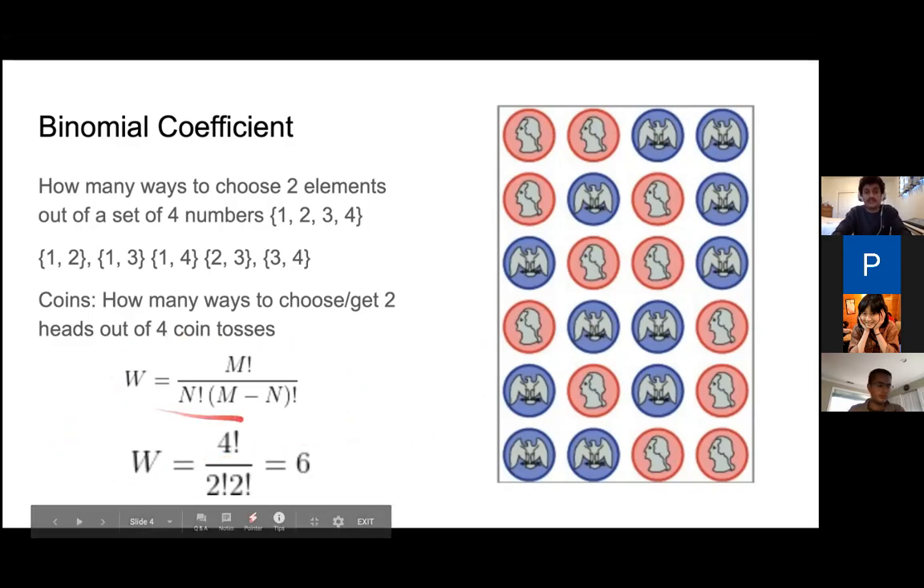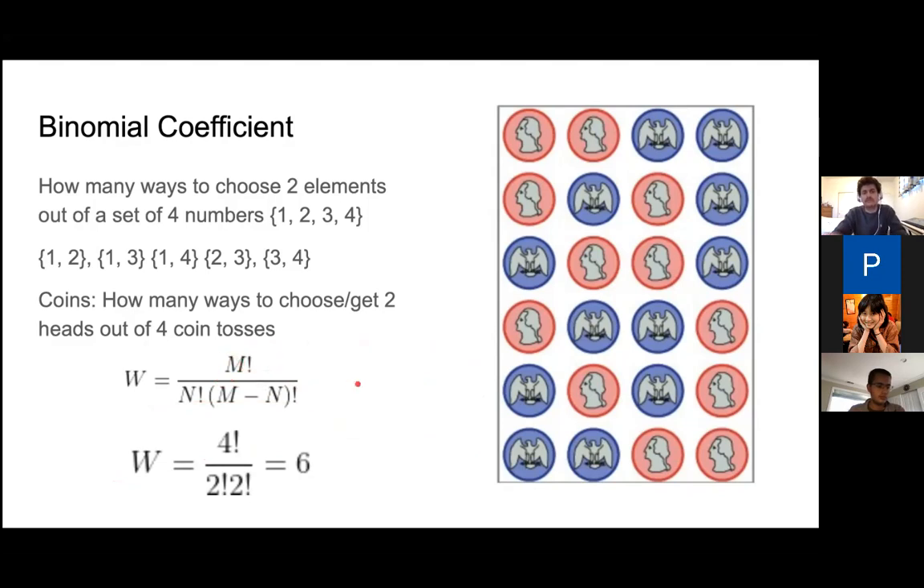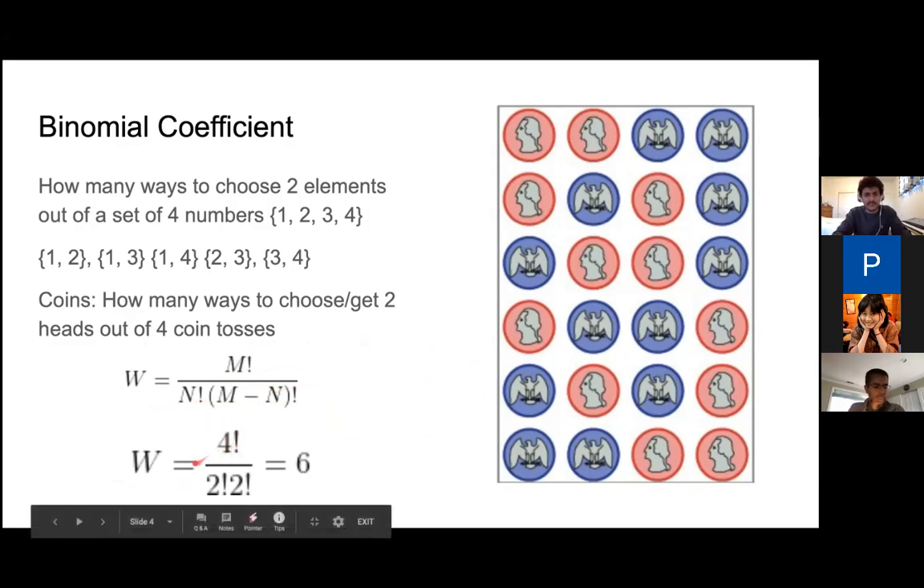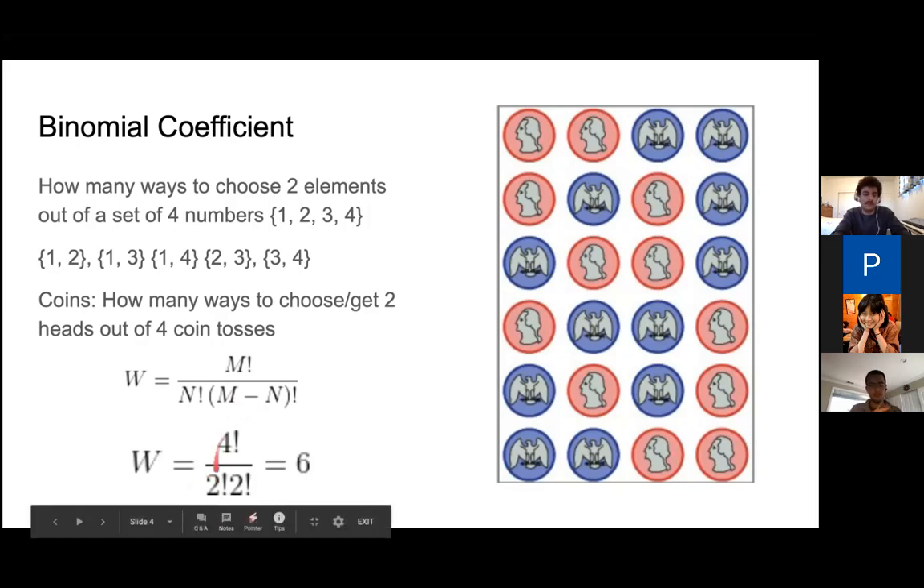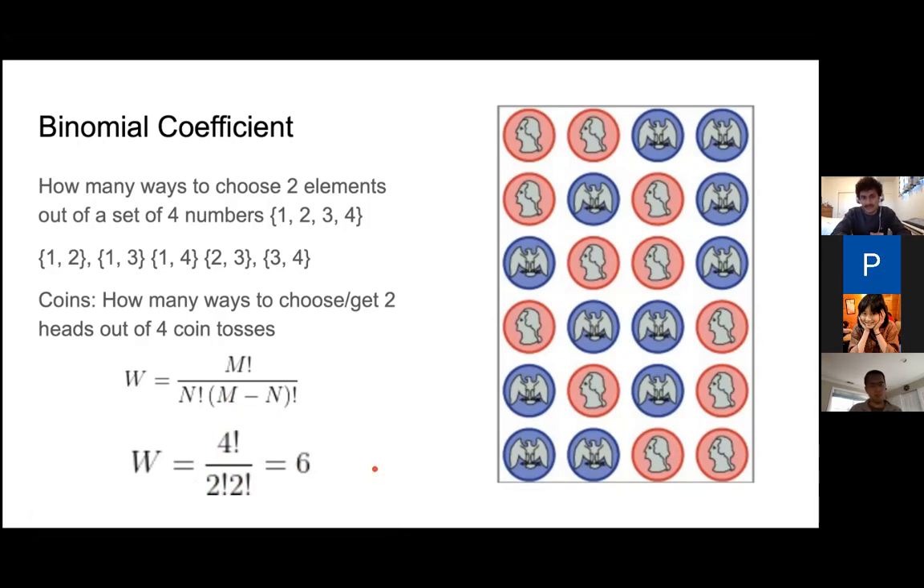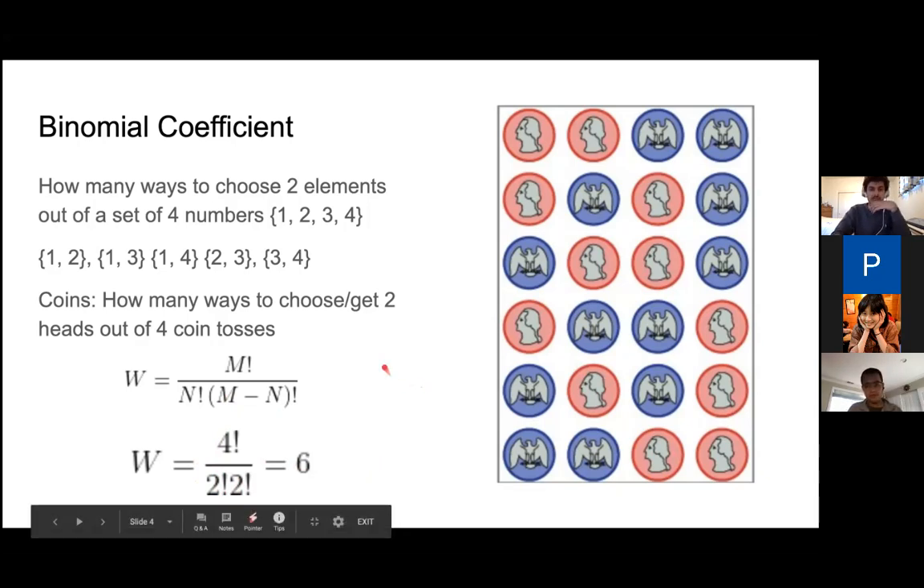This right here is the general equation we use for calculating multiplicity. And let's go through how to use that. So M is your total number, in this case coin tosses, but just the total number in your set. So you have 4 factorial in the numerator divided by N, which in this case will be the number of outcomes you want. So we want 2 heads, plug in 2, and M minus N, 4 minus 2, is also 2. We plug in and solve, and we get 6. So that's how we use this equation.